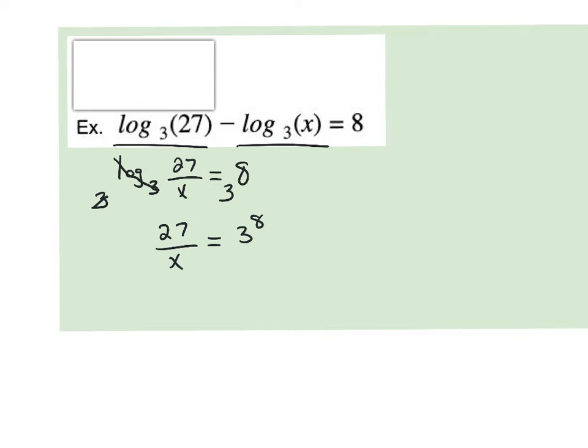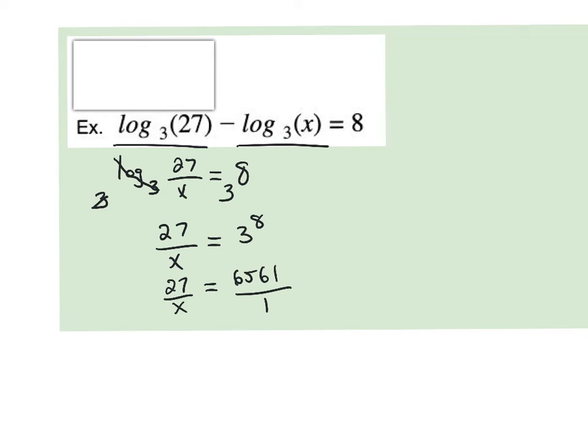At this point, you're going to want to take your calculator and do 3 to the 8th power, and you're going to end up with something like 27 over x equals 6561. And now you can make this into a proportion and solve.